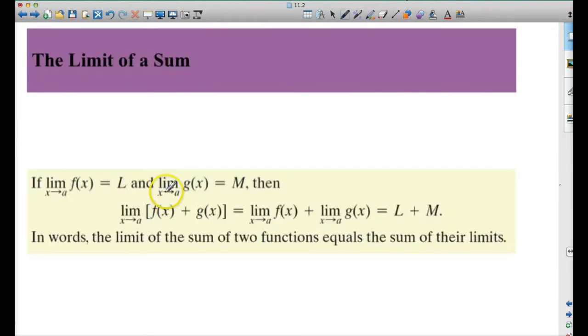The limit of the sum. If the limit as x approaches a of f of x is equal to L, and the limit of g of x as x approaches a is equal to M, then the limit of their sum is equal to the sum of the limits. So we can break them up as long as they're approaching the same value. In other words, the limit of the sum of the two functions equals the sum of their limits.